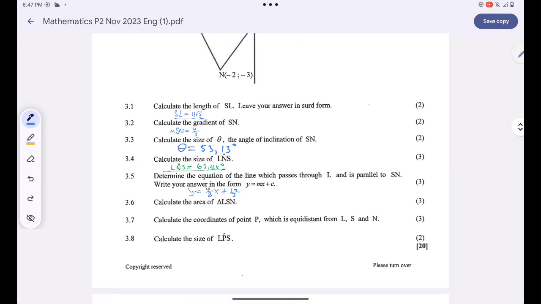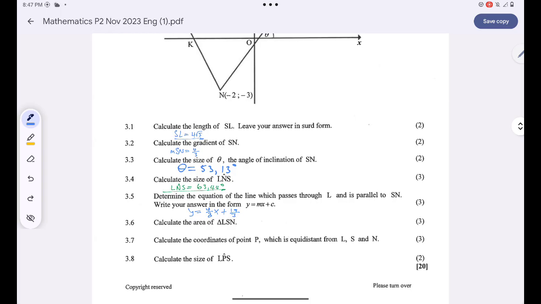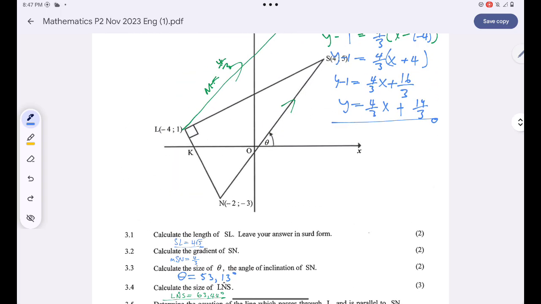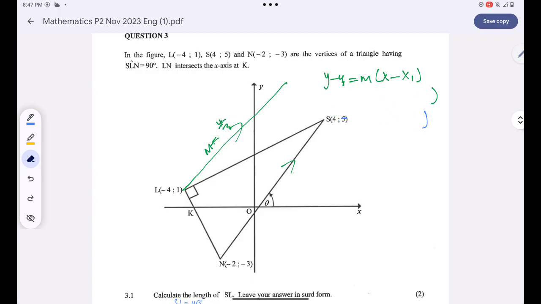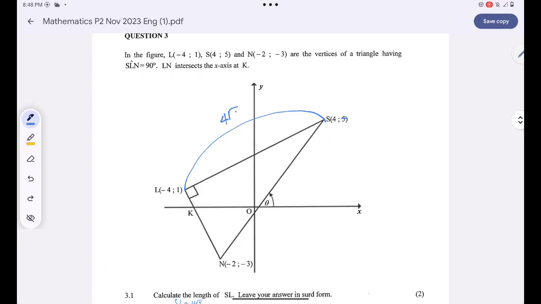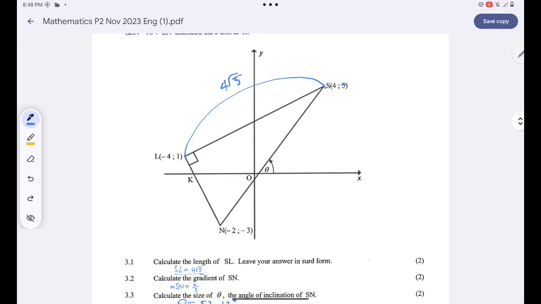Okay. 3.6, they want us to calculate the area of triangle LSN. The area of this triangle. Since we have a right angle triangle, guys, we're just going to say half base times height. Already we do know the length of SN. We calculated it to be equal to 4 root 5. All we need to do is to find the length of LN. Are we together?